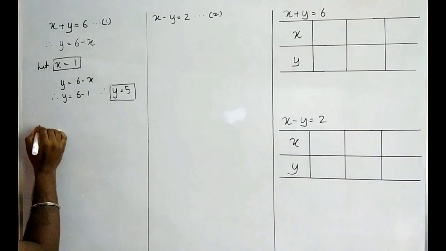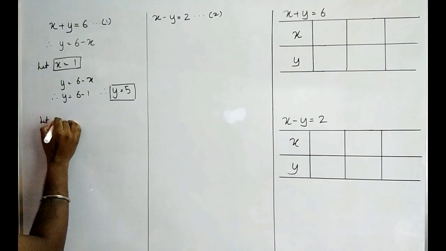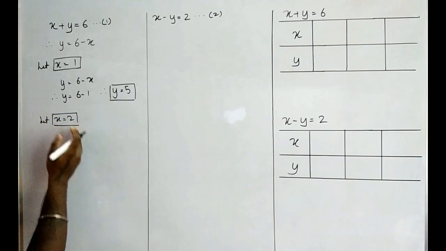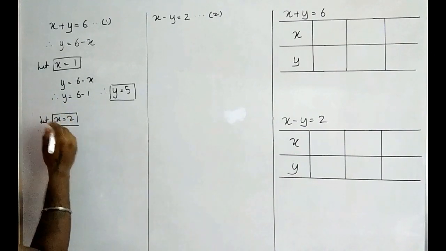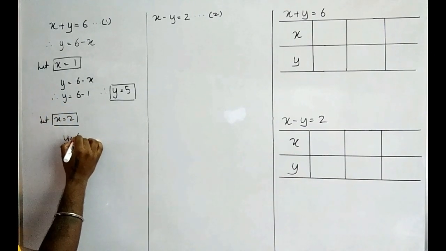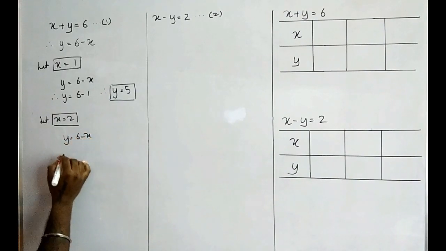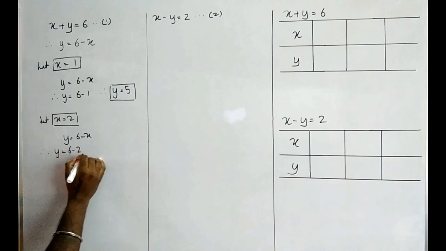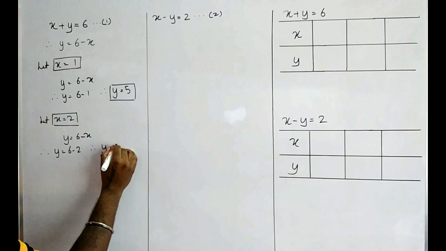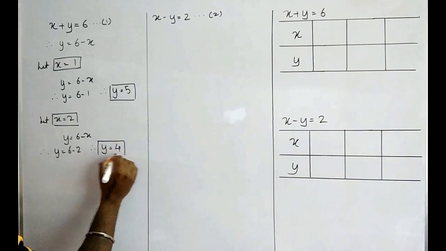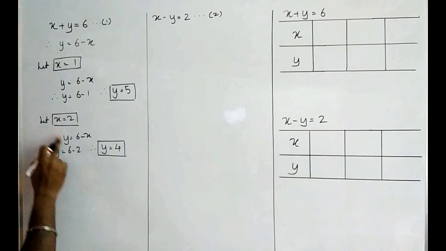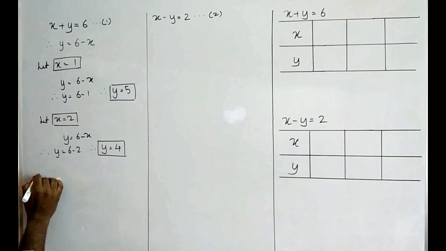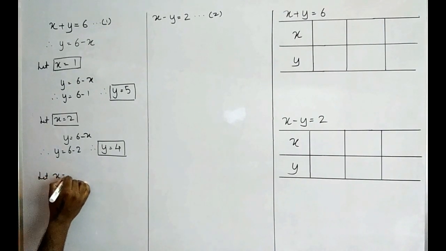Now we'll take another assumption. We'll say let x is equal to 2. So for x is equal to 2, what will be the value of y? Again substitute it. So y is equals to 6 minus x. So therefore y is equals to 6 minus 2. Therefore y is equals to 4. So for x is equal to 2, y is equal to 4. Now we'll take another assumption. Let x is equal to 3.